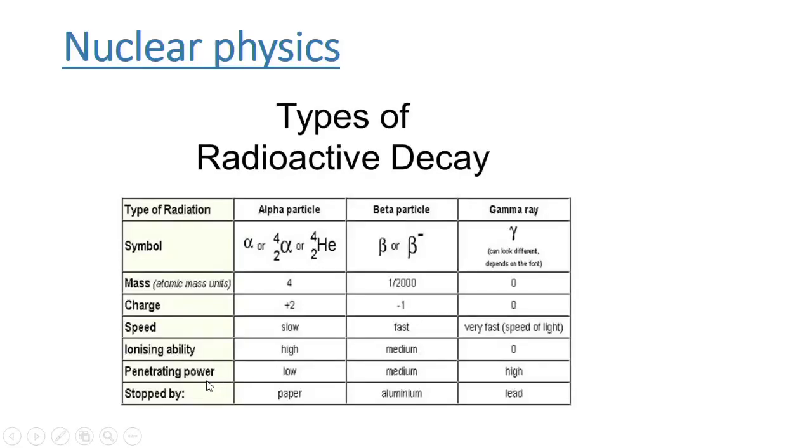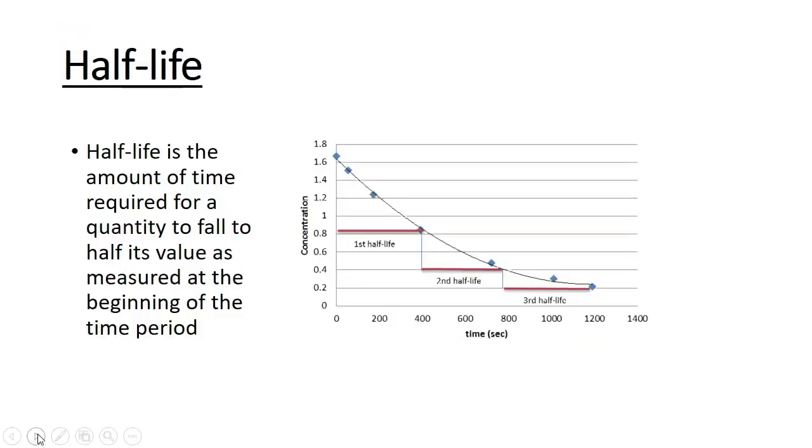Okay, then we go to the ionizing effects and the penetrating abilities, and you'll be asked also how they can be stopped, how they can be stored safely. Okay, now we go on to calculating the half-life. We can't do the radioactive decay without calculating the half-life. The half-life is the amount of time required for a quantity to fall to half its value as measured at the beginning of the period of time.